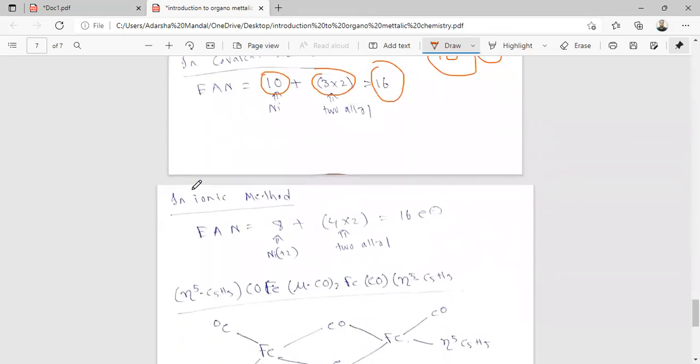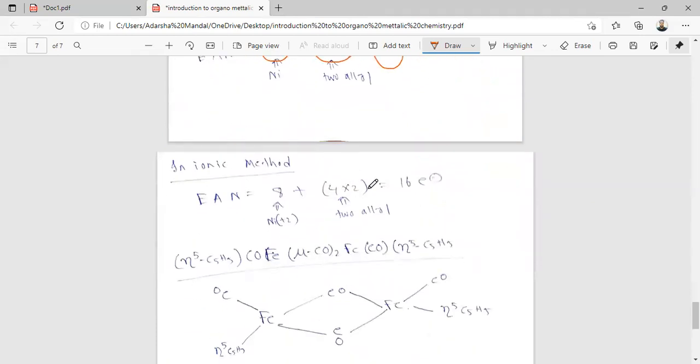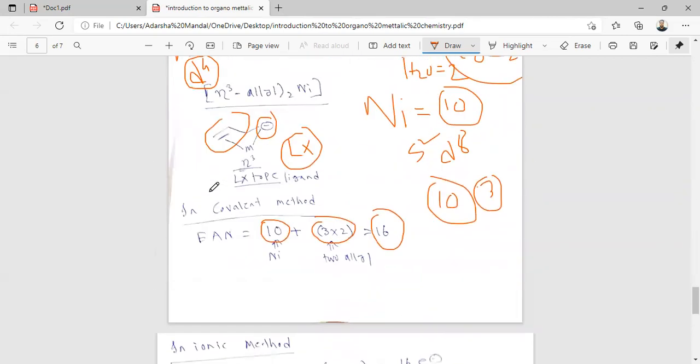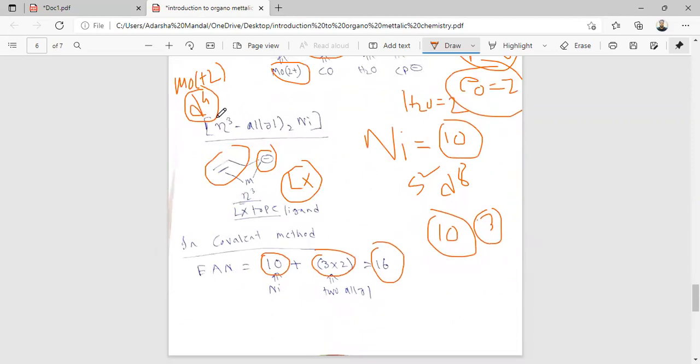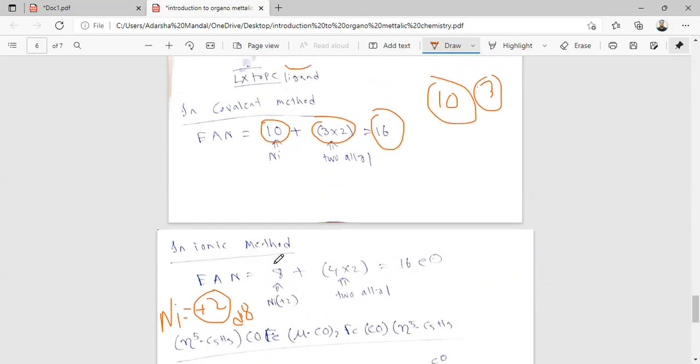So next, in the ionic method, we have to first identify the oxidation state of the metal center. So here nickel has two allyl ligands. Allyl ligand is an LX type ligand. So the oxidation state of nickel is +2. That means its valence electron configuration in the d orbital is d8. So it has eight electrons in the d orbital.